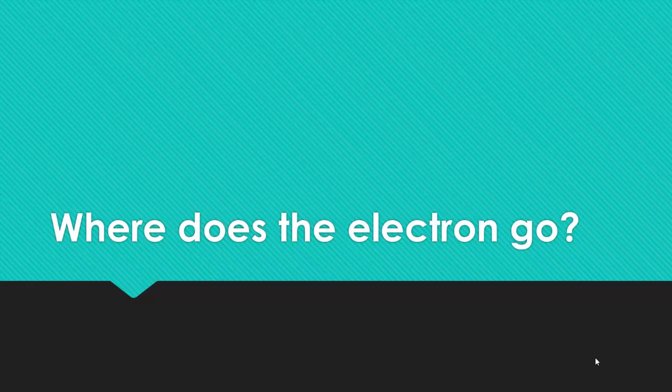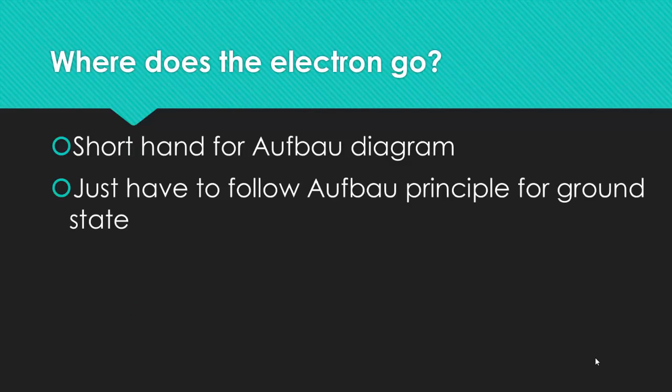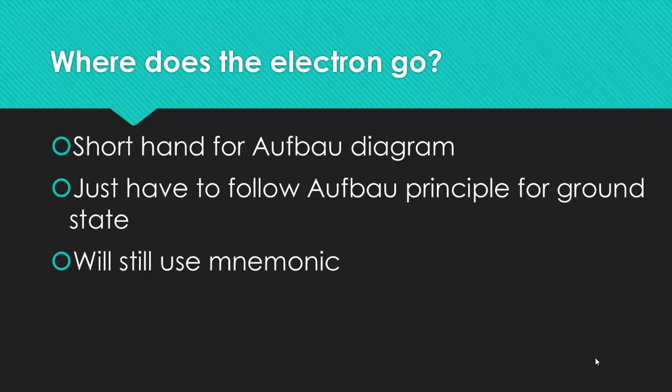This is the last video on where does the electron go. This one is on what is called electron configuration, which many people see as shorthand for the Aufbau diagram. For the electron configuration, you just have to follow the Aufbau principle for the ground state, and we're still going to use the mnemonic that you learned for the Aufbau diagrams.